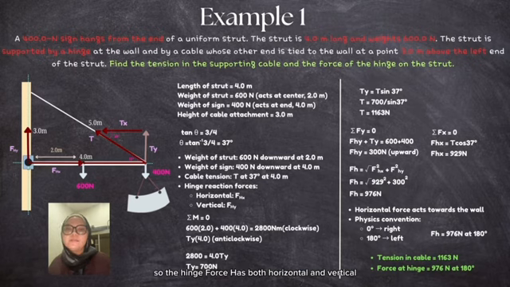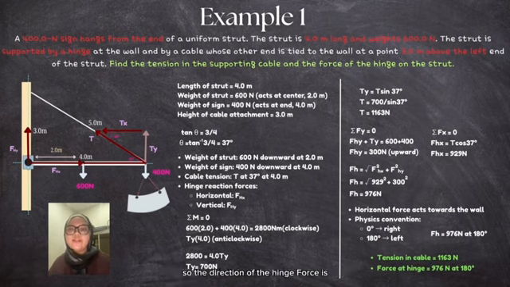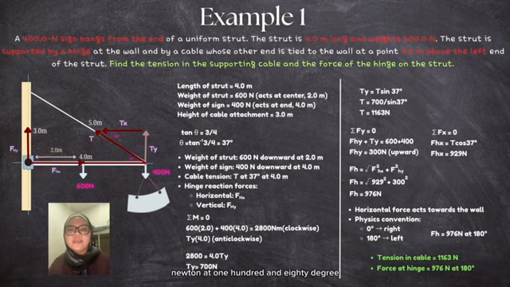The hinge force has both horizontal and vertical components. We are going to use the Pythagoras theorem. So FH equals the square root of 929 squared plus 300 squared, which equals 976 Newton. As for the direction, the horizontal component is much larger than the vertical component and points towards the wall. By physics convention, 0 degree is to the right and 180 degree is to the left. Therefore, the force at the hinge is 976 Newton at 180 degree.